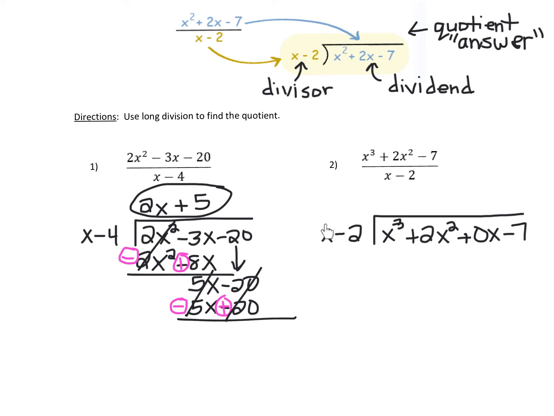Okay, so let's start. We look at our first term on the outside and our first term underneath the division bar. And we say, what do we multiply x by to give us x cubed? Well, we're going to multiply that by x squared. So let's put an x squared up here. And then we're going to distribute the x squared to both of these two terms. So x squared times x is x cubed. And then x squared times negative 2 is negative 2x squared.